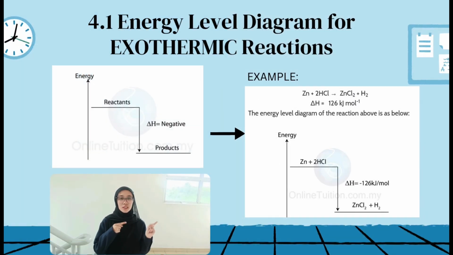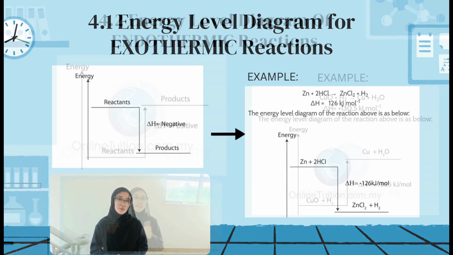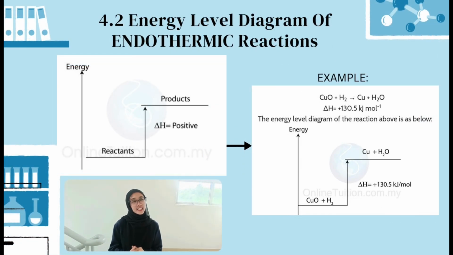This is an example of energy level diagram for exothermic reaction. As you can see, zinc reacts with 2 moles of hydrochloric acid to form zinc chloride and hydrogen gas. And as you can see, the delta H has a negative sign, so this is an exothermic reaction. This is an example of energy level diagram for endothermic reaction. As you can see, cuprum oxide reacts with hydrogen gas to form cuprum and water. And the delta H has a positive sign. So this is an endothermic reaction.